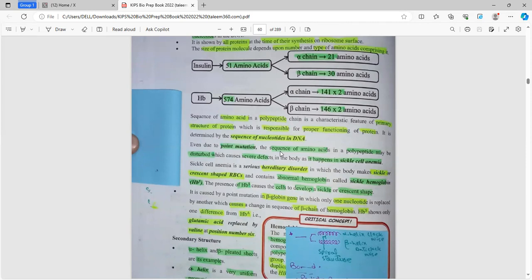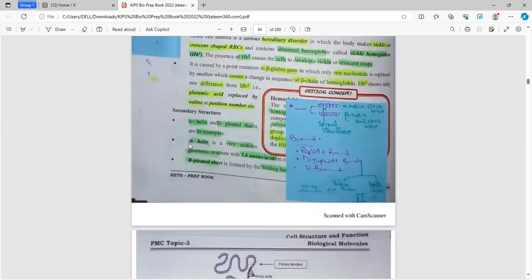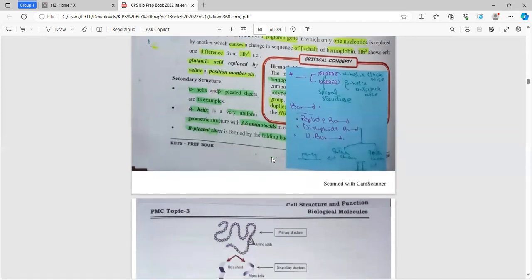However, you should know that sickle cell anemia is more prevalent in Africans since it is basically an adaptation by the human body to protect against malaria. What happens is that there is a point mutation of a single amino acid. You have to know that the amino acid involved is glutamic acid, which is replaced by valine. You also have to know that an alpha helix has a uniform geometric structure with about 3.6 amino acids in each turn.